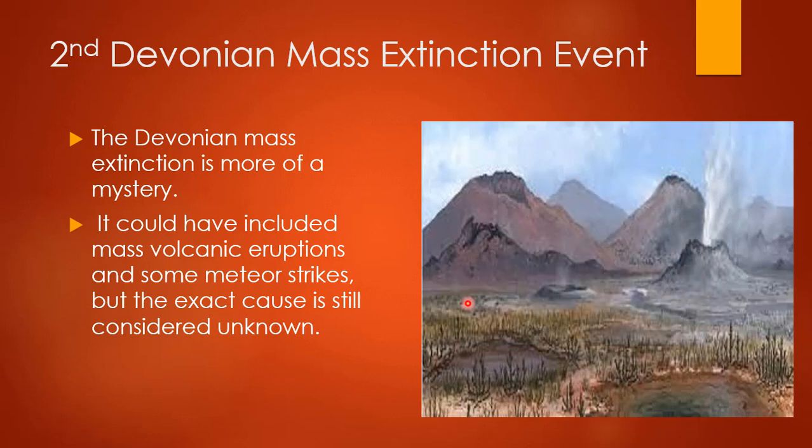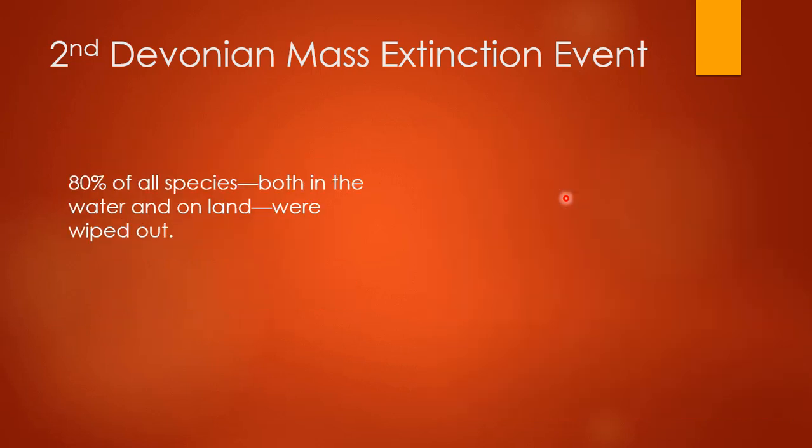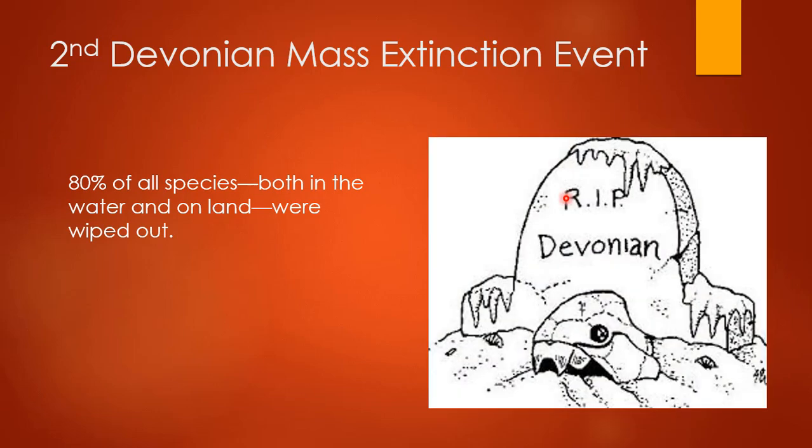So with the volcanic eruptions, gases were emitted into the air. It could have caused climate changes. Those climate changes caused atmospheric changes, which caused, like I said, climate changes, and that affected the life in the land and the ocean. There were also meteor strikes that happened, and that could have caused, again, dust cloud events, some minor climate changes due to that, or changes in the chemical structure of the atmosphere, which then affected the climate in general. 80% of all the species, both in the water and the land, were wiped out.